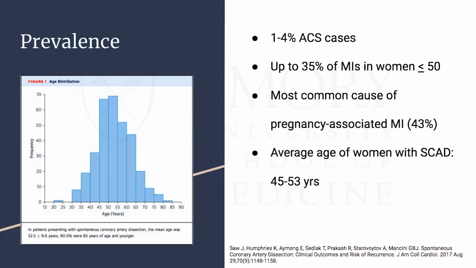So in terms of the prevalence of SCAD, it really makes up anywhere from 1 to 4% of ACS cases. And it does make up to 35% of MIs in women under the age of 50. It's the most common cause of pregnancy-associated MI in about 43% of these cases. And the average age of women with SCAD are ages 45 to 53 years.